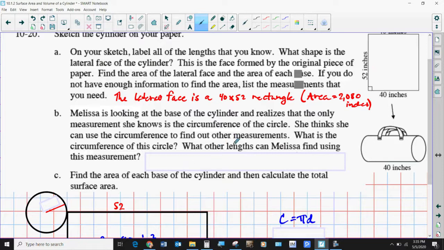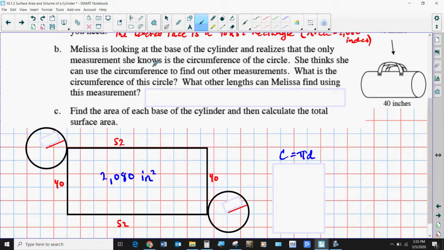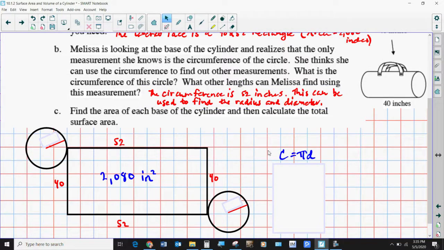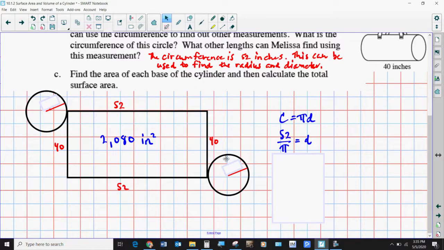And what are the other lengths that she could find if she knows the circumference? Go back to what we did on that previous page. You could find both the radius and the diameter if you know the circumference. So that's what I would like for you to do next. You know what the circumference is. Go ahead and figure out what the diameter is for this particular circle by taking the circumference and dividing it by pi. Go ahead and pause and then come back when you're ready.